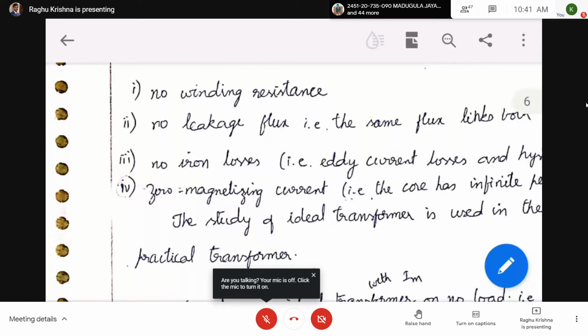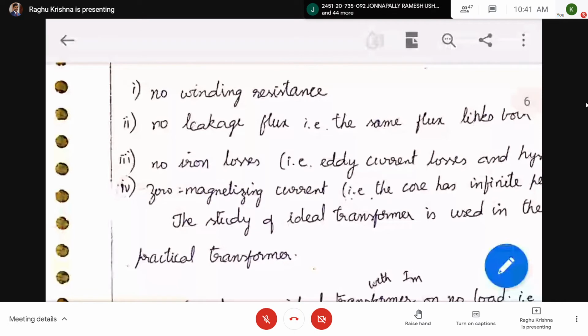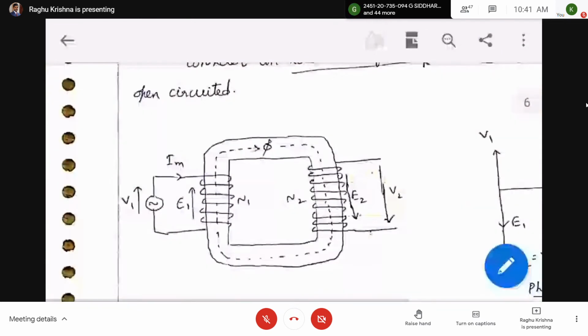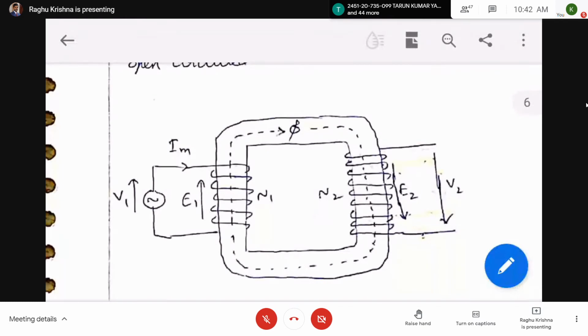Next, if you see the fourth point, zero magnetizing current. Zero magnetizing current means we are eliminating this one. We are taking an ideal transformer with magnetizing current Im. There is no load connected, so output power will be 0 because output power is equal to V I cos phi. Output power is equal to 0, but some current is required, that is Im.